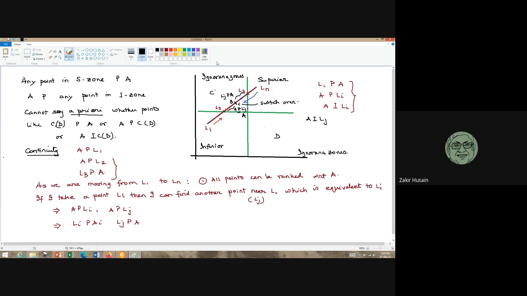Similarly, if I take another line like this, all these points are worse off than A. These points are better off than A. So again at some point I will get another point B where you're having the transition. Points below this are inferior to A, points above this are superior to A. So this is the switchover point where A and B are indifferent. So the indifference curve must pass through points like these.